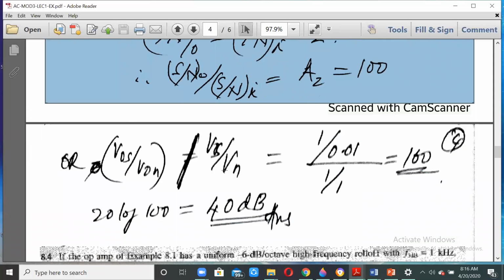Otherwise, we can write here V0S divided by V0N. This is the signal to noise ratio at the output. Vs by Vn is the signal to noise ratio at the input. This is 1 by 0.01, this is 1 by 1, and that will give us the value which is 100. And that will give 20 log of 100 is equal to 40 dB. So 40 dB improvement.